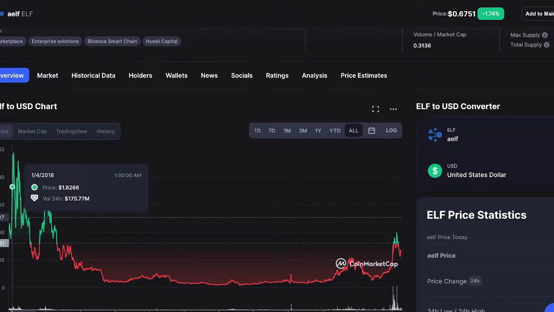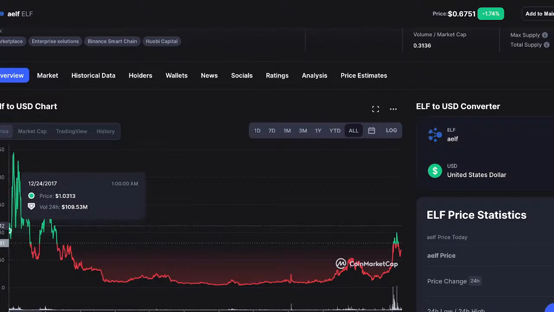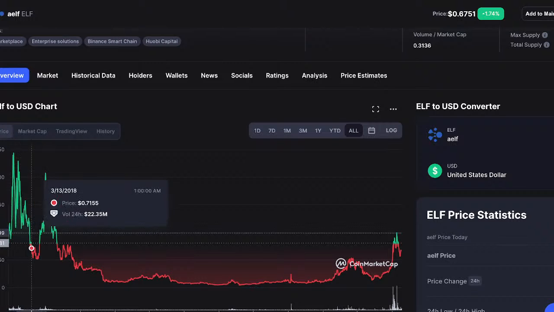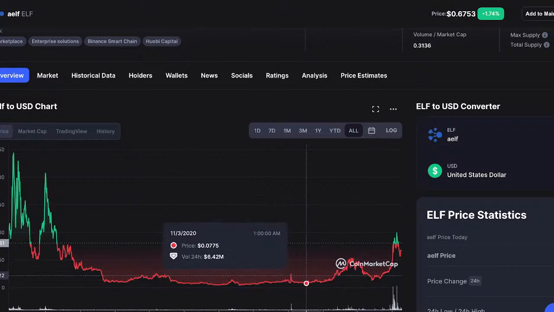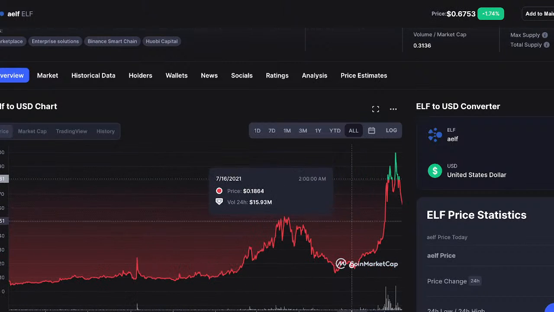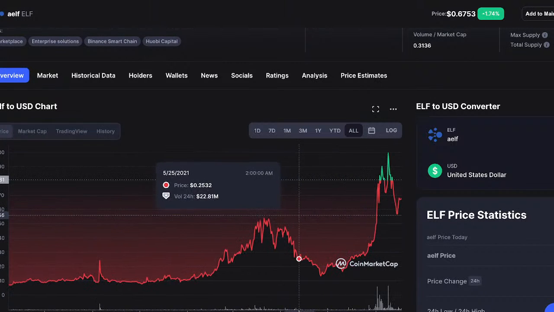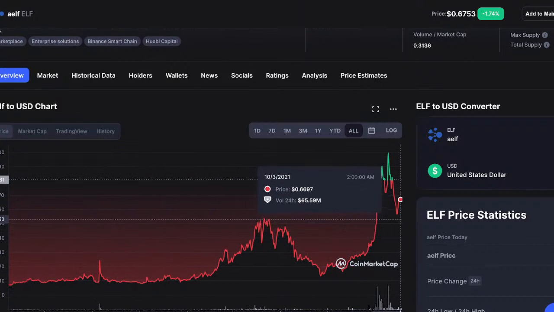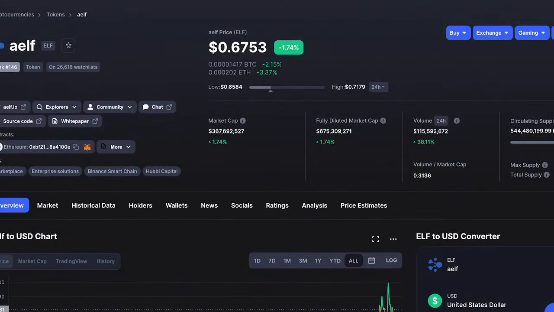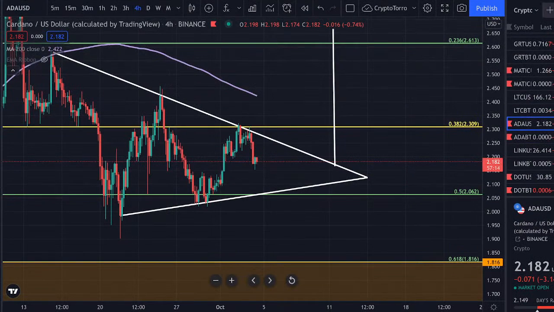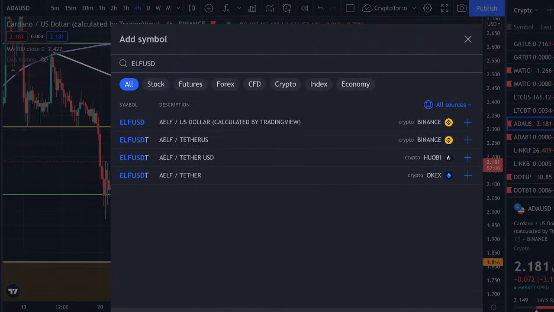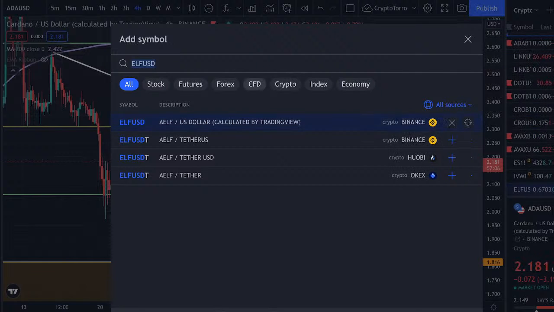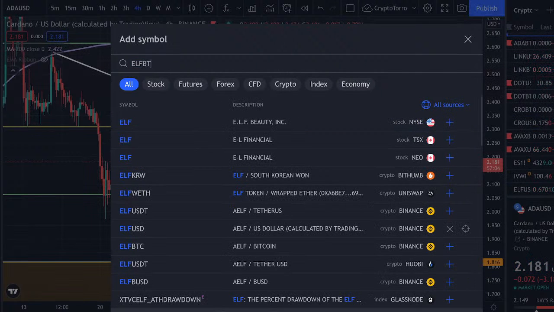This coin actually started, if I'm correct, in 2017 and has been very silent ever since then, but I would for sure like to take a look at it. Right now we have experienced a drop, and this is a coin that I will for sure take a look at on TradingView as well. So ELF compared to USD, Binance, and as well I would like to take a look at BTC.